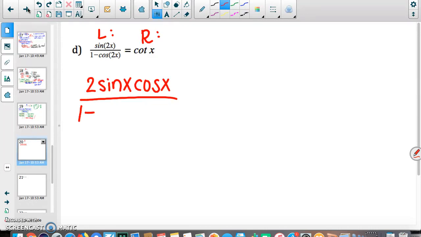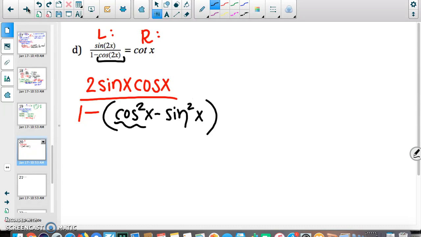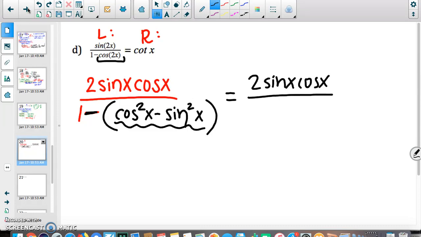And then in the denominator, stop what you're doing and pay attention. I'm substituting in for cosine of 2x. When I substitute in, I want to use parentheses because I have to subtract this whole expression. That means I have to distribute this negative. If it helps you, you can draw in a -1. We have to distribute a -1 through.